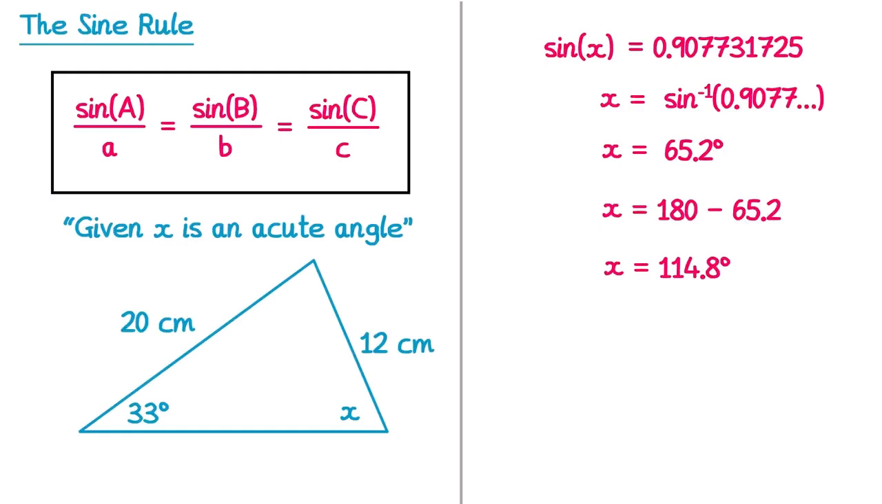This particular situation has a special name. We call it the ambiguous case, because unless you're given some further information, you can't tell which of the two angles is the correct one. So rest assured, in your exam question, if this does happen, you will be given some information. For example, it will tell you whether the angle is acute or obtuse.